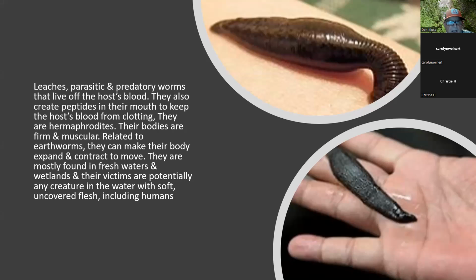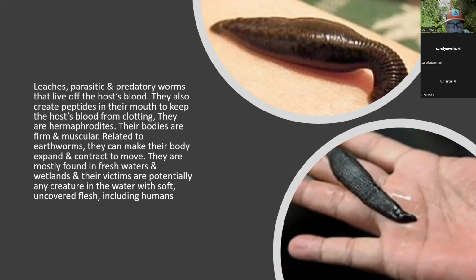And then leeches. They are not only parasitic, but also predatory worms, and they are considered worms that live off the host's blood. They also create peptides in their mouth to keep the host's blood from clotting. And interestingly enough, they are hermaphrodites. So if they cannot find a mate, they are able to reproduce asexually.